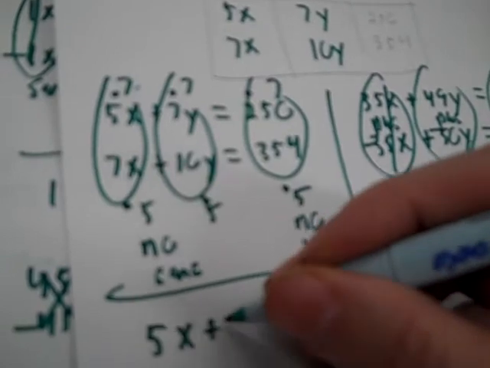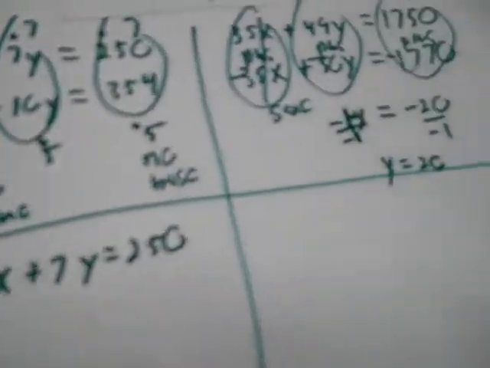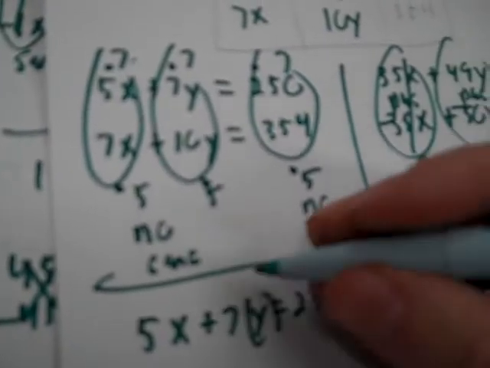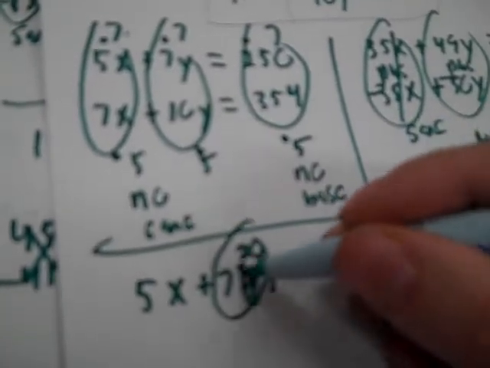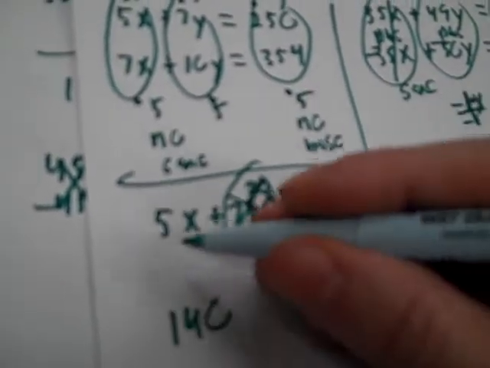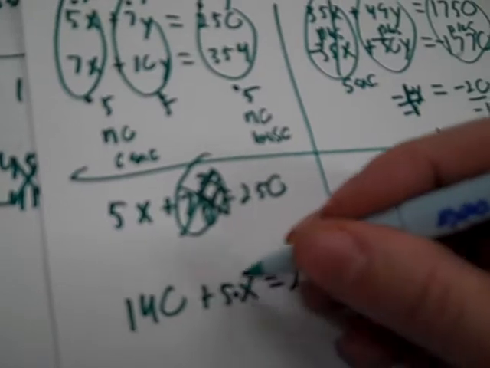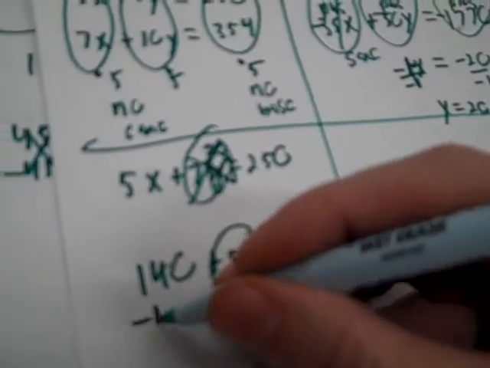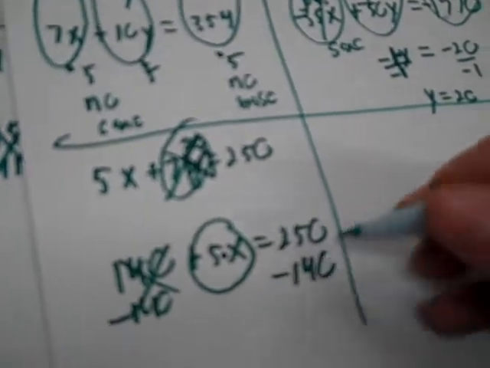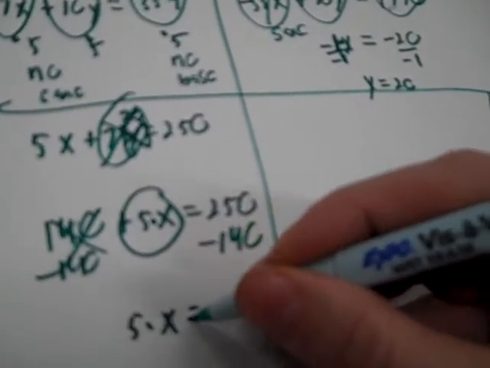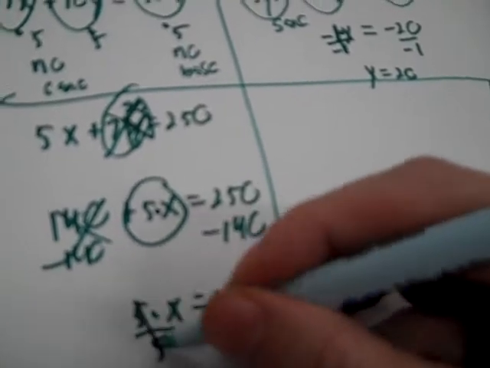Now write this 5x, 7y, and 250. I know y is 20, so I parenthesize 20, get it out of there. Remember, y is not there anymore. I take 7 times 20, that's 140. And add 5x equals 250. Then I dot the 5, circle it. I need to subtract 140 from both sides. So 5 dot x equals 110. And I divide by 5, divide by 5. And 110 divided by 5 is 22.